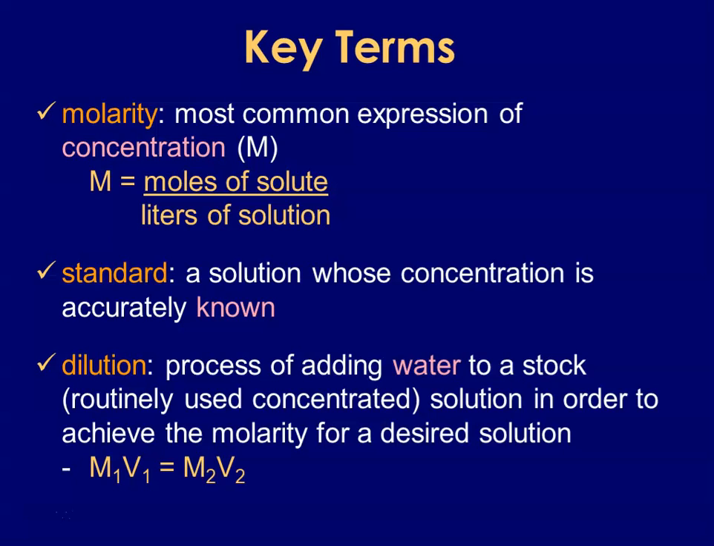So when we absolutely know the concentration of a solution, it is known as a standard, and we can use those standard solutions to make dilutions. Adding water to a stock solution, one that's more concentrated, one that we absolutely know its concentration of, we can determine, knowing the volume of the diluted solution we want to prepare, how much of that stock solution we need to use.